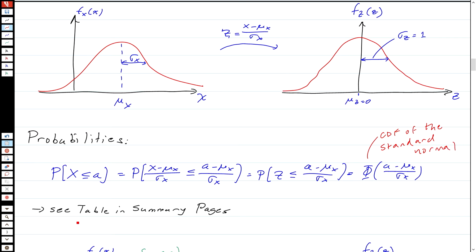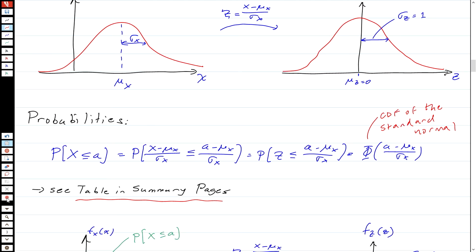And they basically, there's a table in the summary pages, the first table in the summary pages, that gives us the standard cumulative distribution function of the standard normal. And we'll show you how to use that later in this lecture, and certainly in our tutorials.